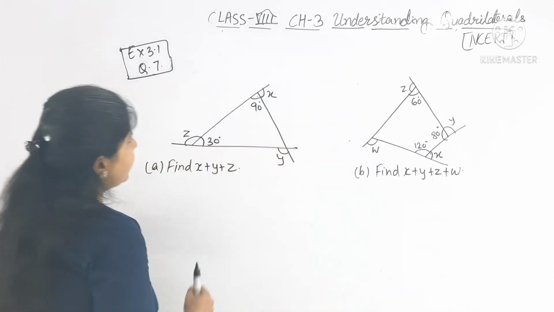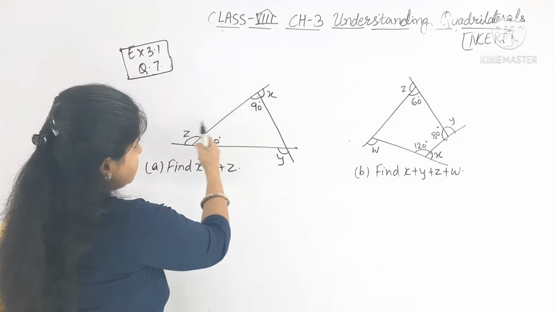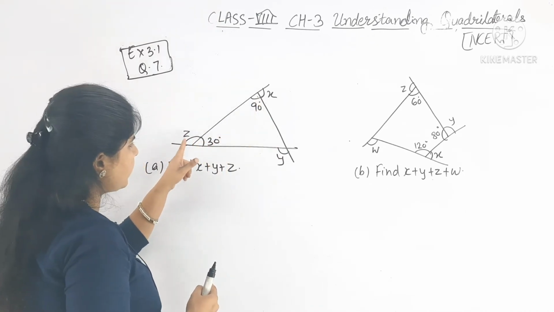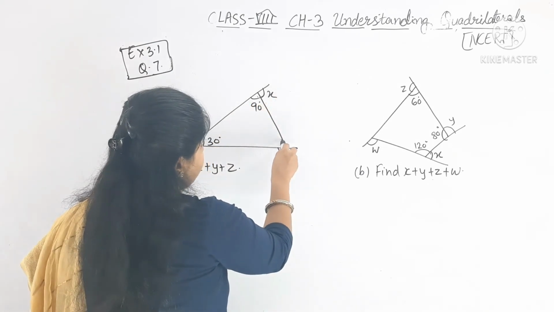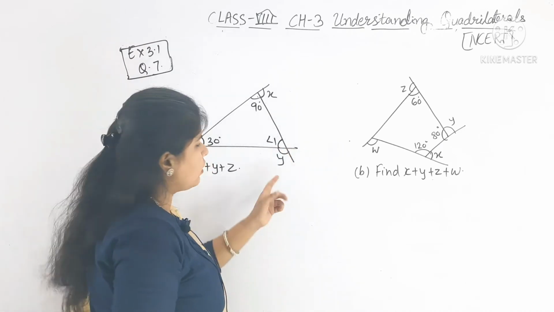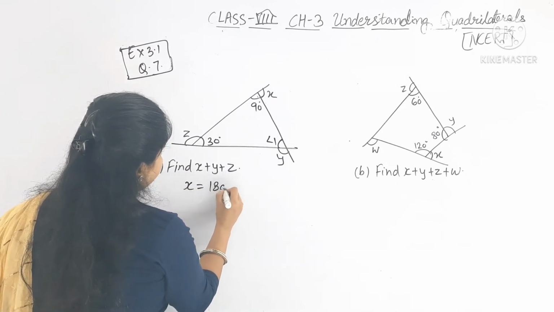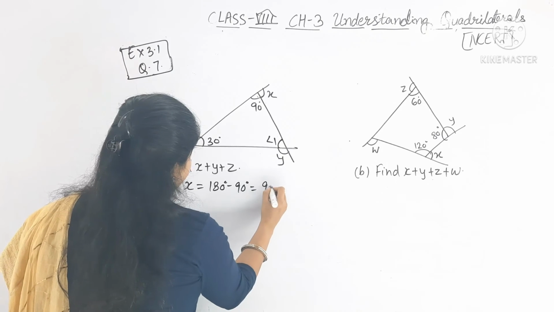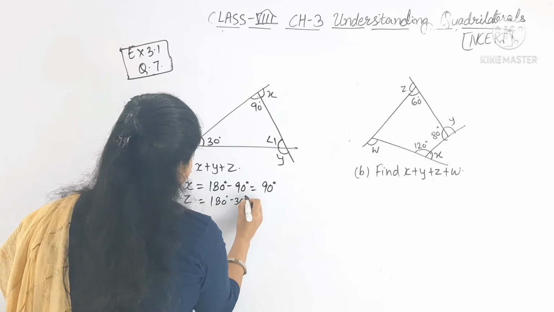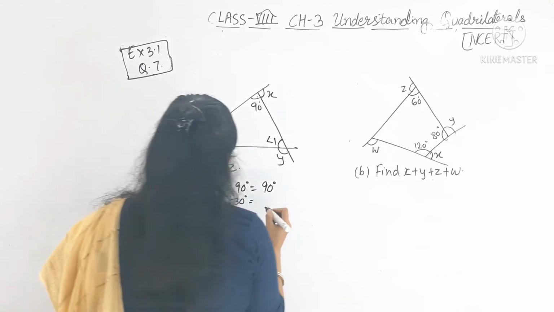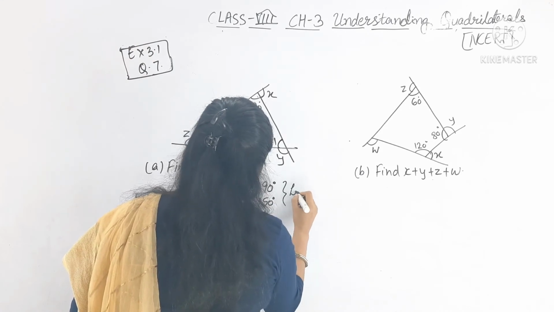So how can you find it? This is given 90 degrees, 30 degrees. So by linear pair, these exterior angles are linear pairs. So 180 minus 30 is z, 180 minus 90 is x, and here we have to calculate angle 1. Then only we can get angle y. So x is equal to 180 minus 90 equal to 90 degrees. z equal to 180 degrees minus 30 degrees, that is 150 degrees. This is all by linear pair.